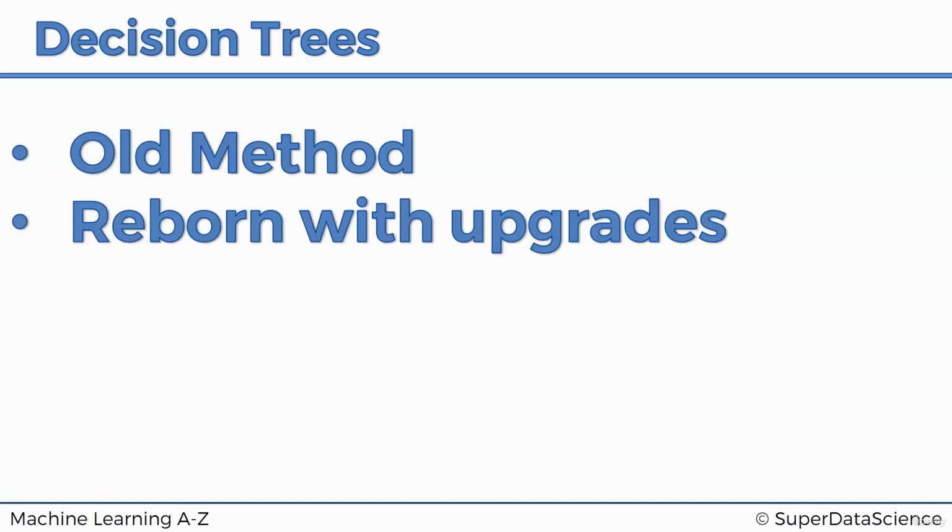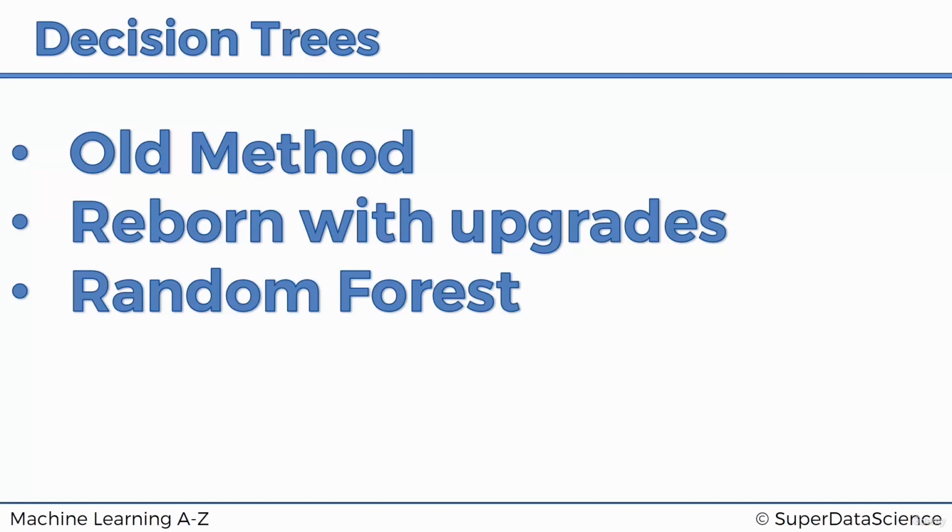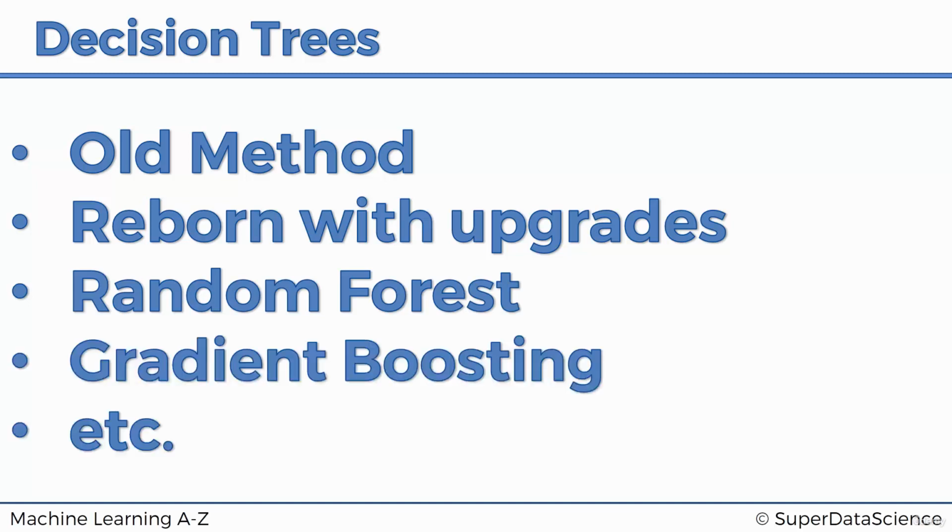And those upgrades are additional methods that build on top of decision trees, and such methods are random forest, gradient boosting, and other methods. And in this part of the course, we'll look at least at one of those other methods. The point is that decision trees are, though a very simple tool, they aren't very powerful on their own, but they're used in other methods that leverage their simplicity and create some very powerful machine learning algorithms.